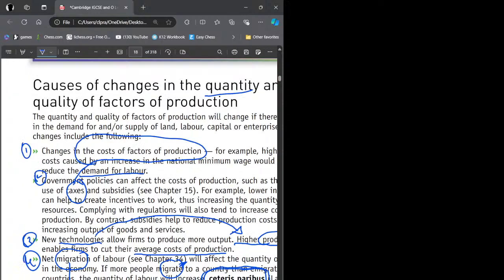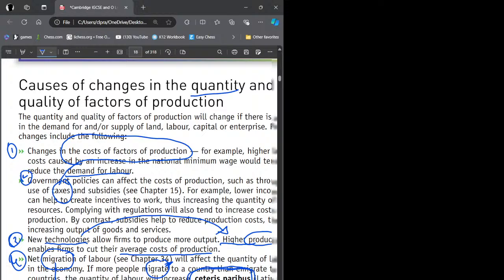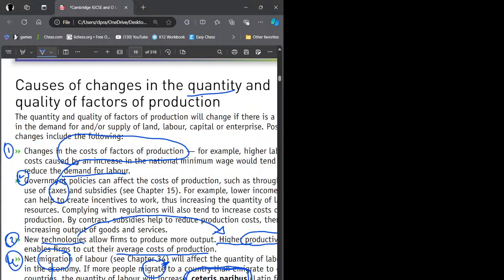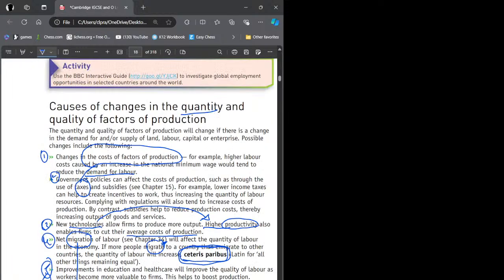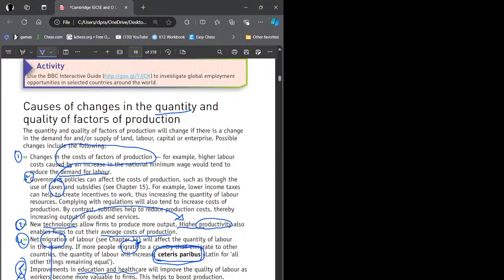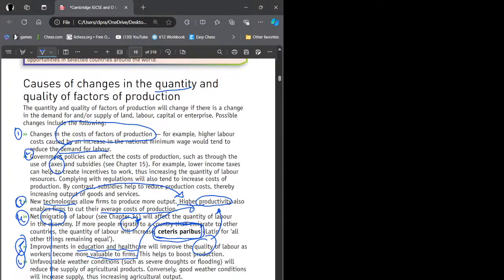Then, why can't I write? Then we have improvement in education and healthcare, which increases the demand for workers, and improvement in education and healthcare will also improve the quality of the workers because they will now be more productive and higher valued to the firms. So you can easily see this point also relates to this point.